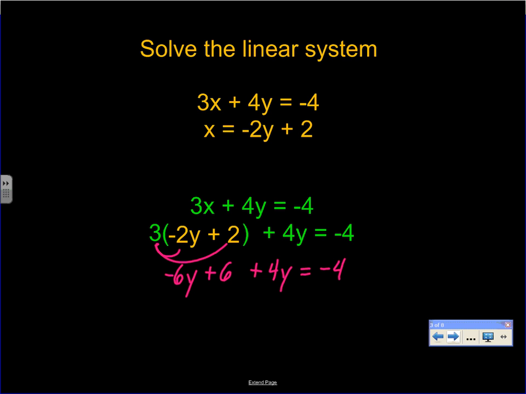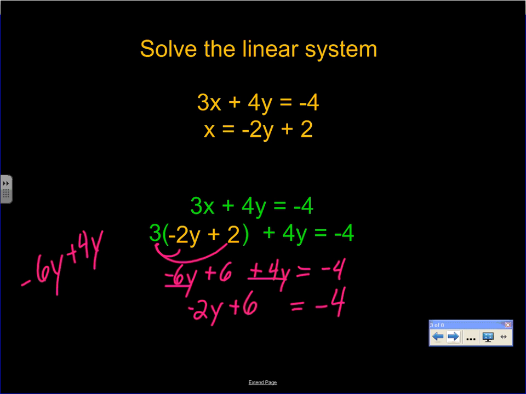Now, on the left side of the equal sign here, we have negative 6y and positive 4y. Since they're on the same side of the equal sign, we go ahead and just do what it tells us to do. Negative 6y and positive 4y. What's negative 6 plus 4? It's negative 2y. So we've used this and this to make negative 2y. We drop down our positive 6, and we have negative 4. It's equal to negative 4.